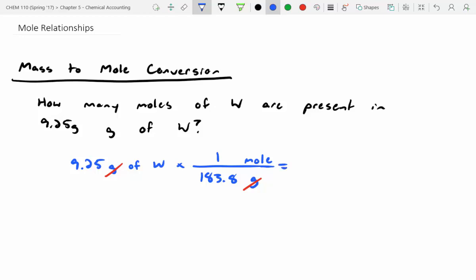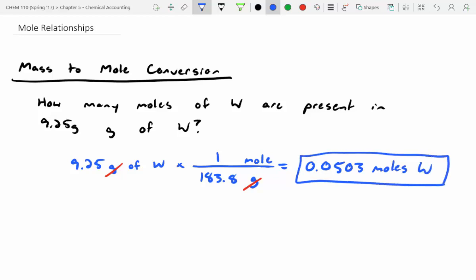Okay, and if we plug this in, how many sig figs should we get out? 3, right? So if we plug this into our calculator, we should get 0.0503 moles of tungsten. And I really like to box my answers with these problems, that way I can keep track of where I'm at. Does that make sense? Let's try a harder one.